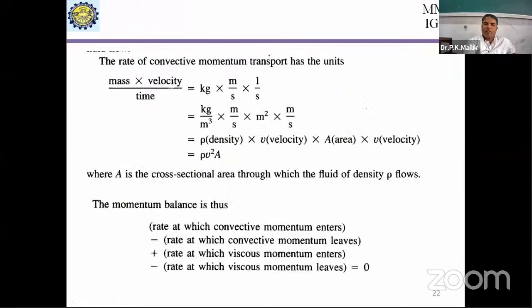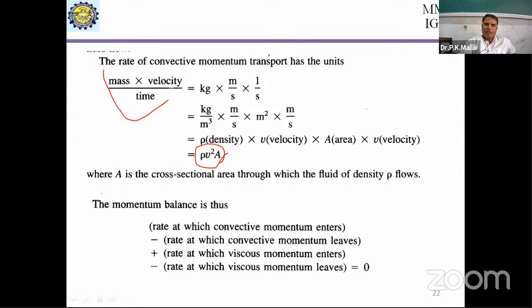So then you can, here you see how you convert the rate of convective momentum expressed in rho v square into area. So this is the simple expression for the rate of momentum, or convective momentum.